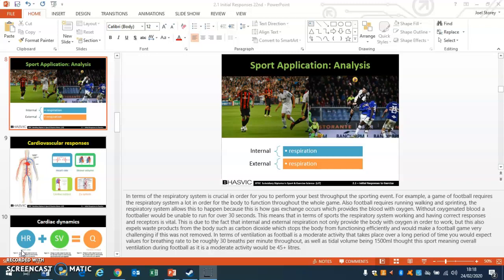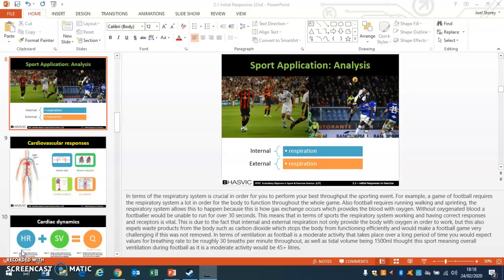The respiratory system allows this to happen because this is how gas exchange occurs, which provides the blood with oxygen. Without oxygenated blood, a footballer would be unable to run for over 30 seconds. This means that in terms of sport, the respiratory system working and having correct responses and receptors is vital.